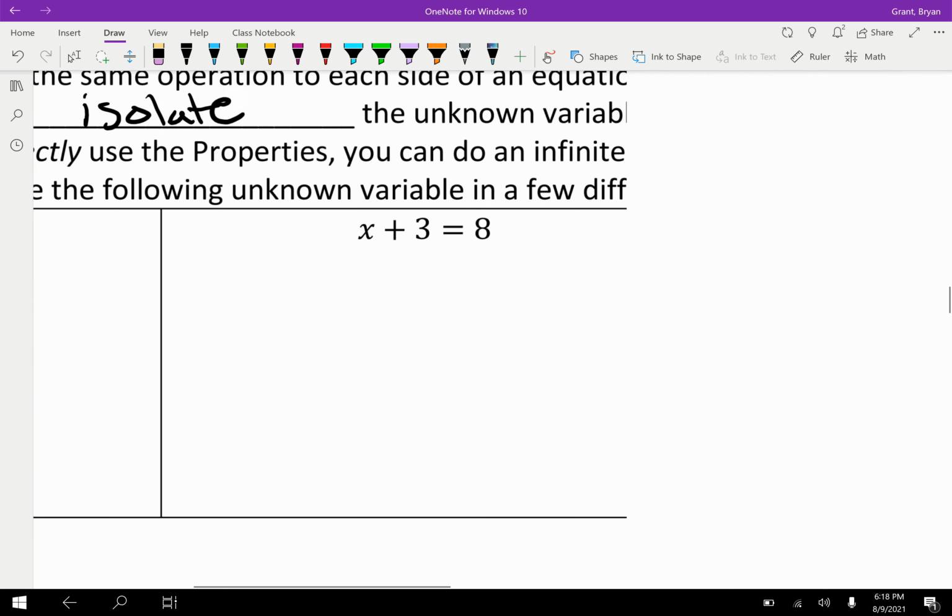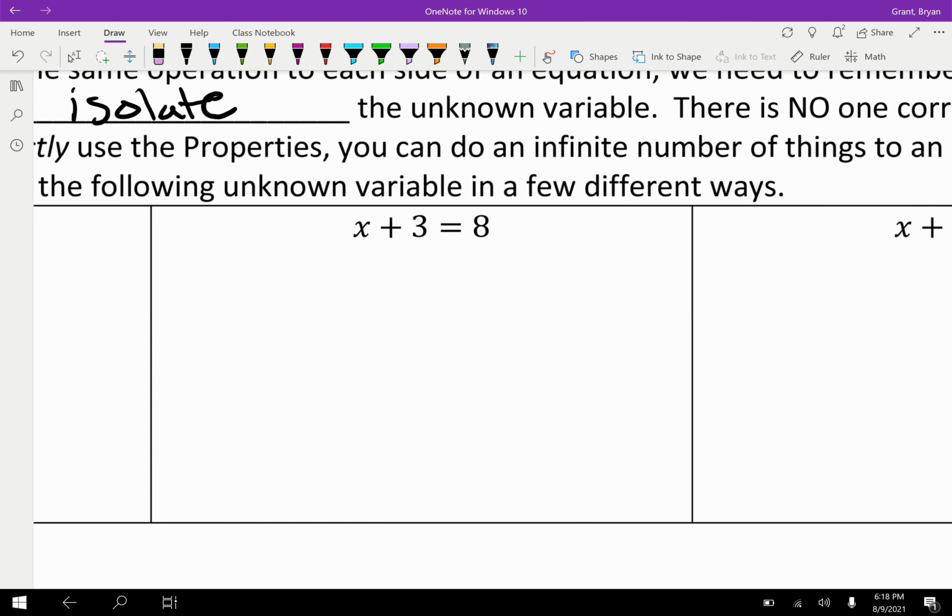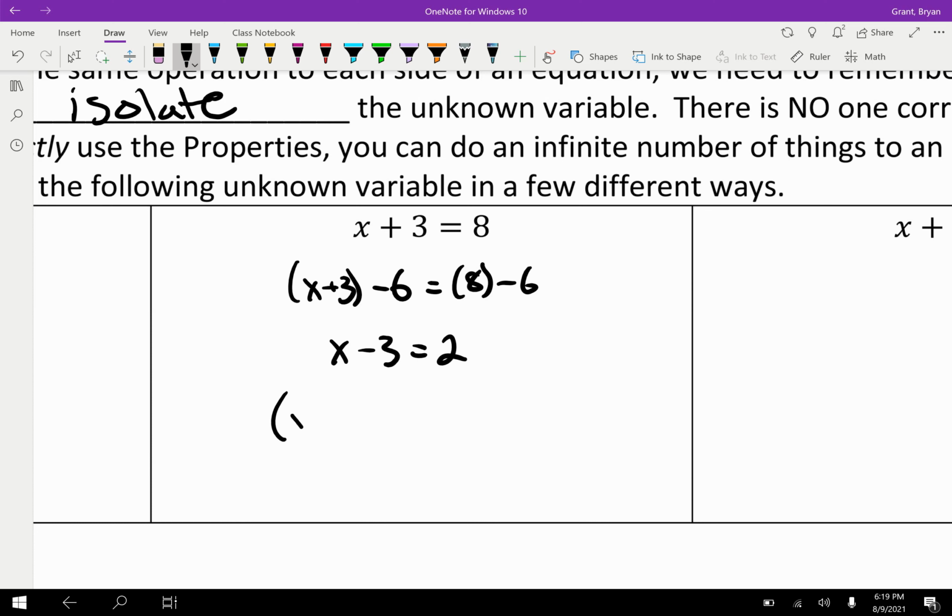What if I tried something else? What if I had this x plus 3 equals 8, and I said, ooh, there's addition. Why don't I go ahead and subtract 6? That sounds fun. Well, 3 minus 6 is negative 3. This is 2. And then you might say, well, wait, that didn't help get x by itself. Now, instead of adding 3, it's being subtracted by 3. Maybe we'll do the opposite. Maybe instead of x minus 3, we'll do a plus 3 at the end.